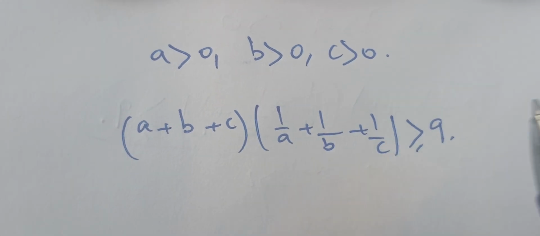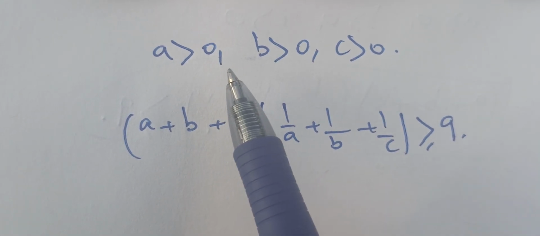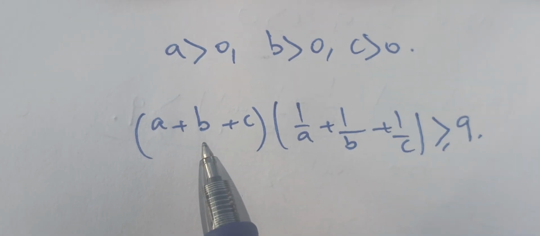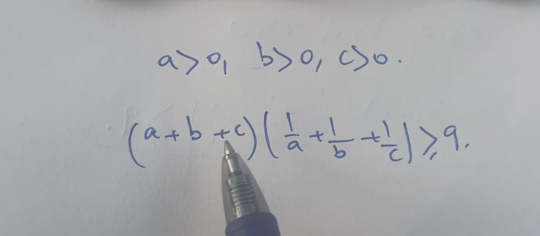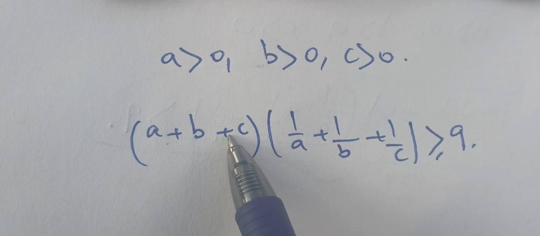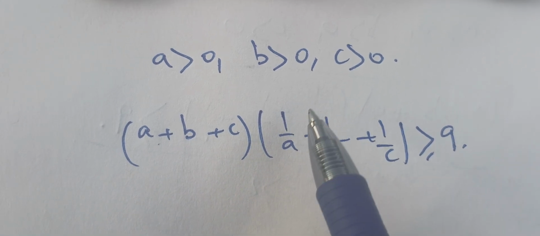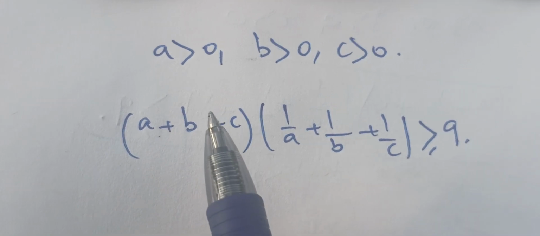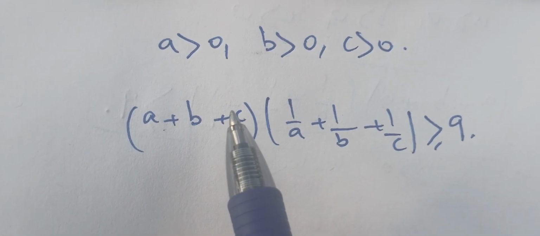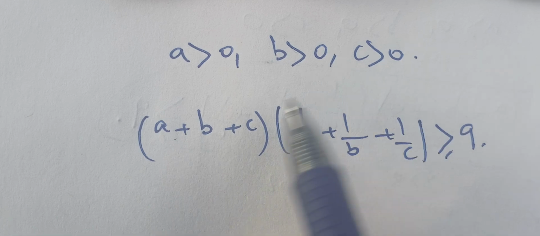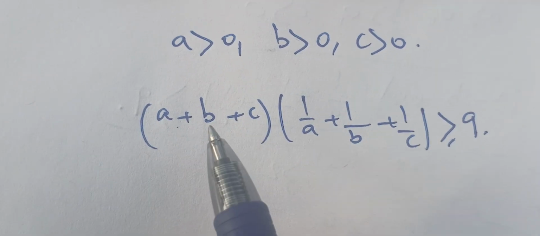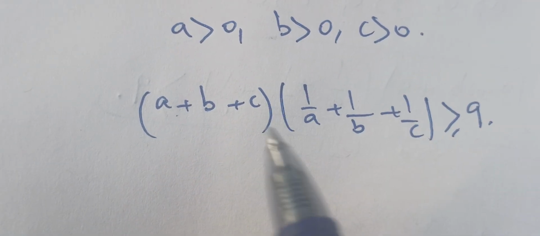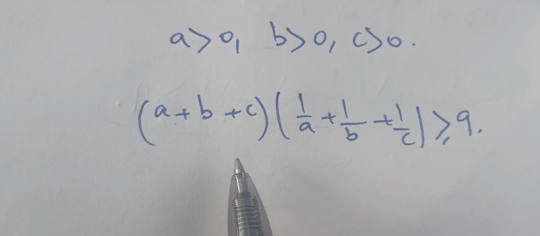Welcome back. Now assume that a, b, and c are bigger than 0. We want to prove that (a + b + c) times (1/a + 1/b + 1/c) is bigger than or equal to 9. There are many techniques to prove this result, but we're going to use algebra.